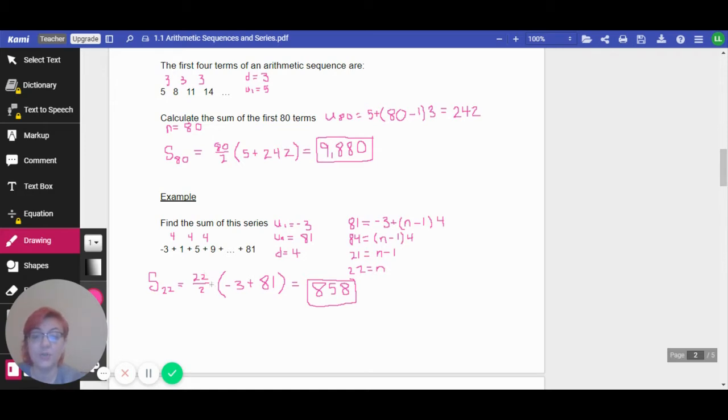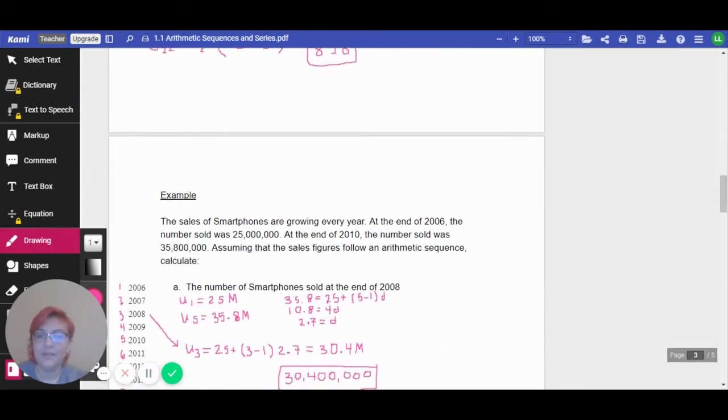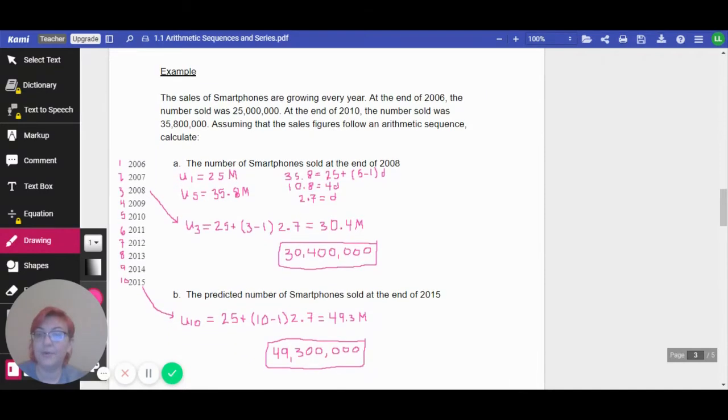Therefore, 22 divided by 2 is multiplied by the sum of -3, the first term, and 81, the 22nd term, which gives me a total of 858.